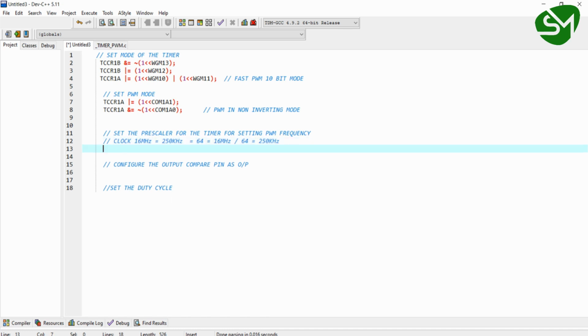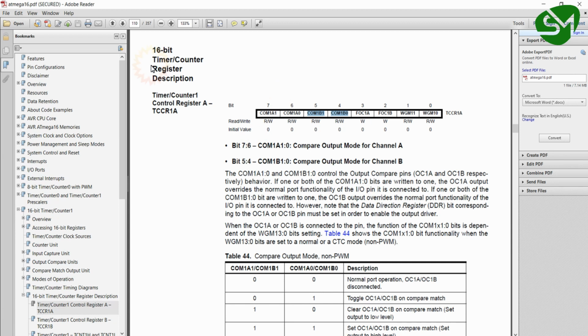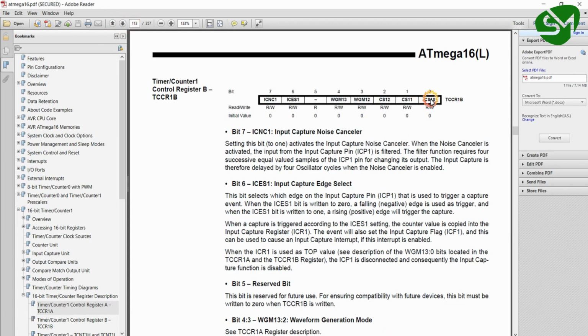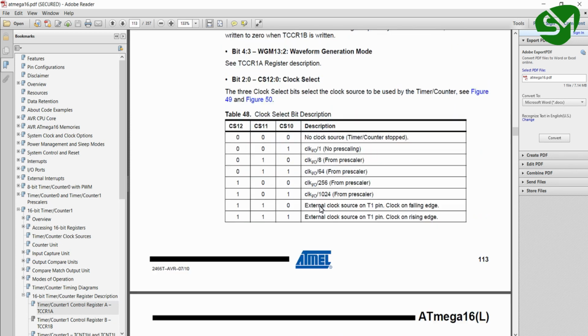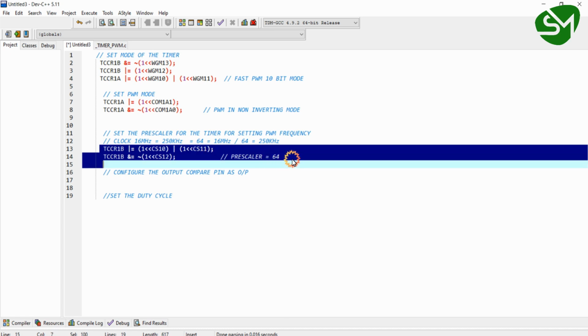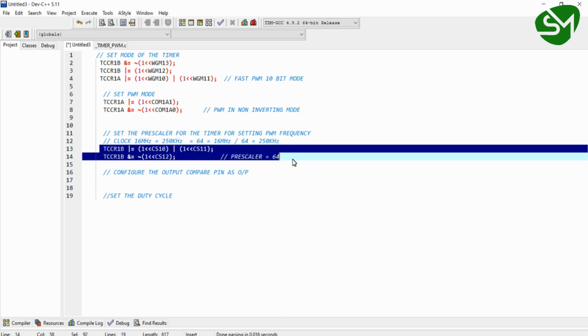For setting that, we want to go to the TCCR1B register. You can see these 3 bits will set the prescaler for our timer. For setting the prescaler of 64, I want to set the CS11 and CS10 bits and clear the CS12 bit. That is, I want to provide a value of 0, 1, 1 to these 3 bits. So I am doing that. I have set the prescaler for 64, that is, we are generating PWM signals of frequency 250 kilohertz.